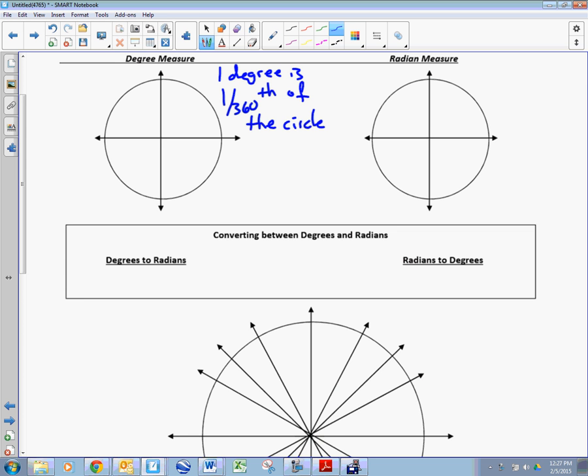Today we're going to talk about degree and radian measurements. Nothing real difficult today, but there is some new information. 1 degree is 1/360th of the circle.